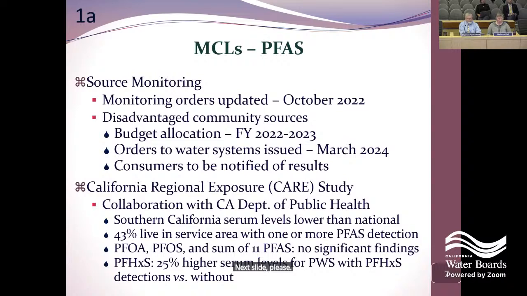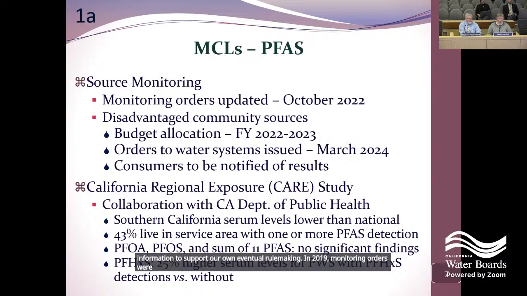In the meantime, DDW has also been working to develop information to support our own eventual rulemaking. In 2019, monitoring orders were issued for approximately 600 source water wells. Based on the monitoring results, general orders were issued in late 2020 for about 900 wells located near prior detections, and in 2022 to address Department of Defense sites.